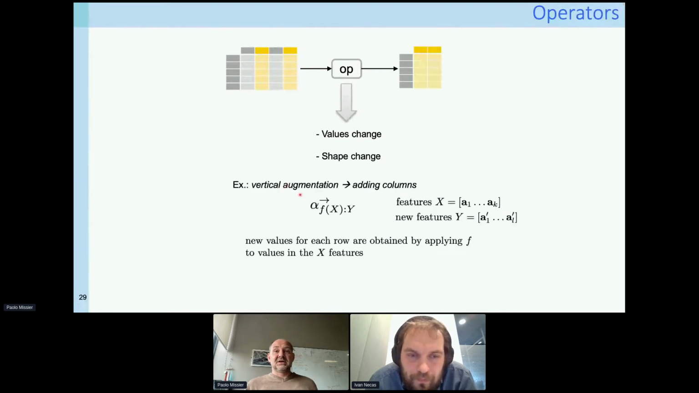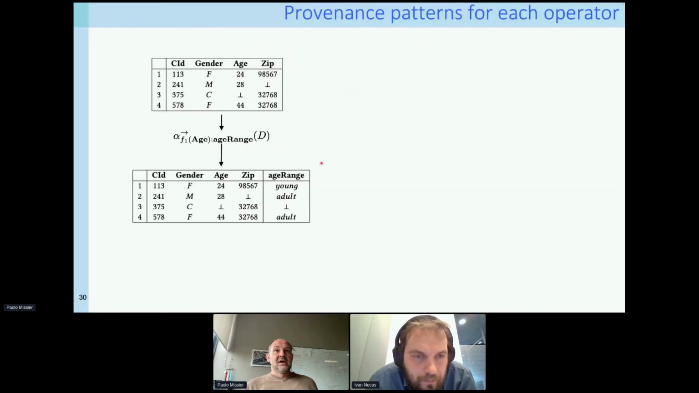So vertical augmentation adds a column or one or more columns. For example, here I have a table where I have age, and then I engineer a new feature that binarizes age as young or adult depending on an age threshold, and that's the function. Okay, and so the game here is to associate a little provenance fragment to this transformation.